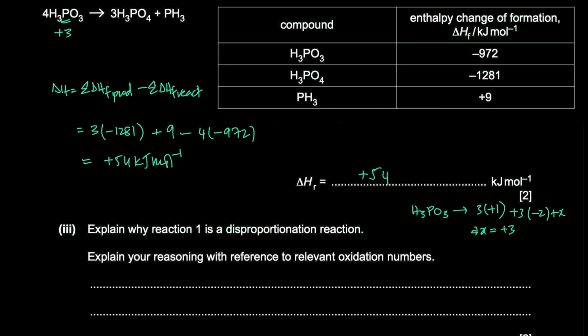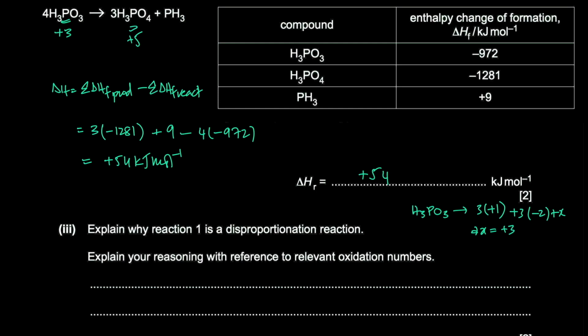They've said that this is phosphoric(V) acid, so phosphorus is +5. You can calculate that as well. You have 3 hydrogens which are +1, so that's +3. You have 4 oxygens which are -2 each, so that's -8. So +3 and -8 gives -5, so phosphorus is +5.